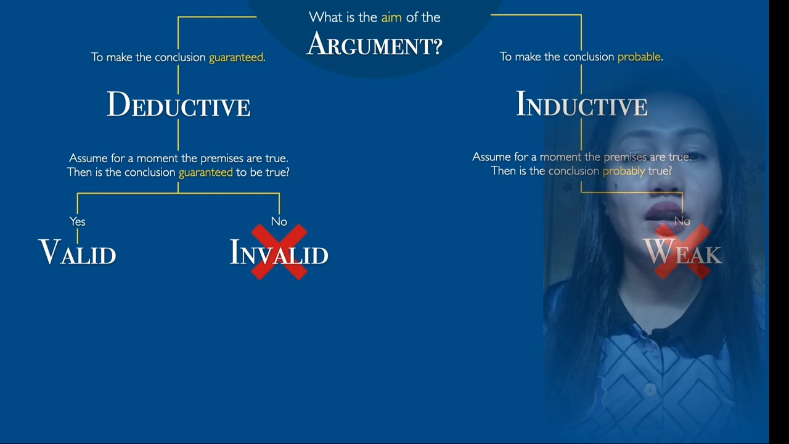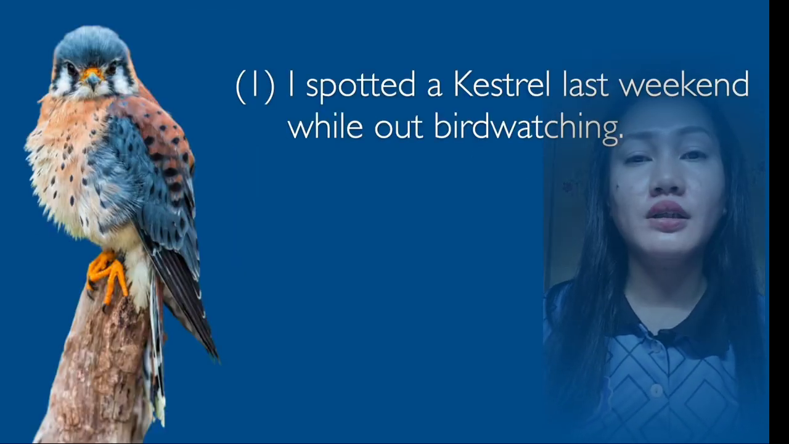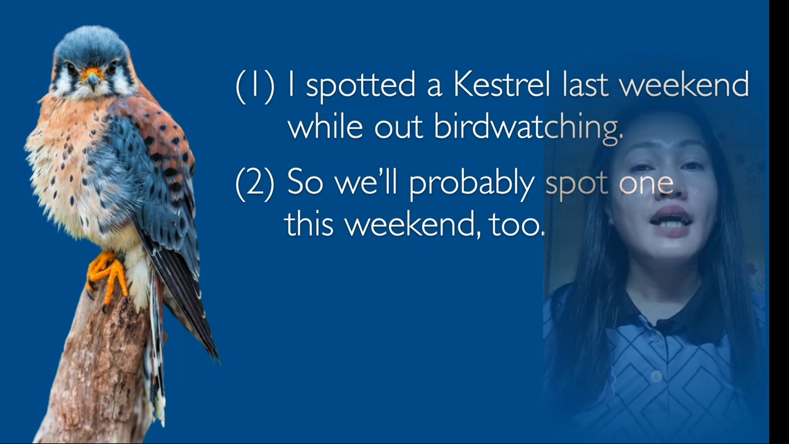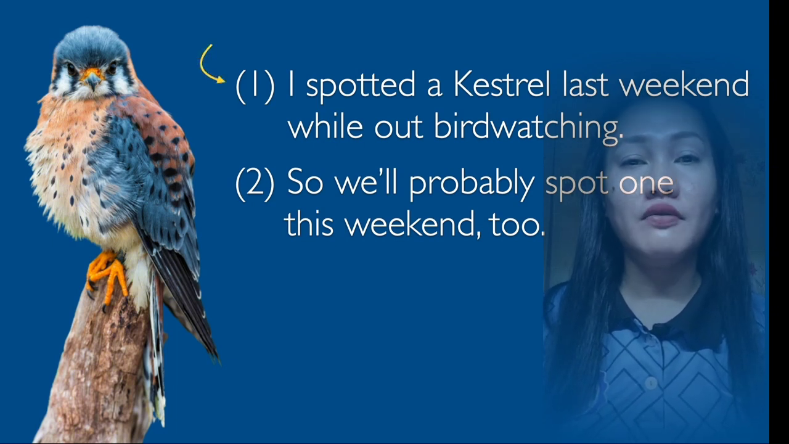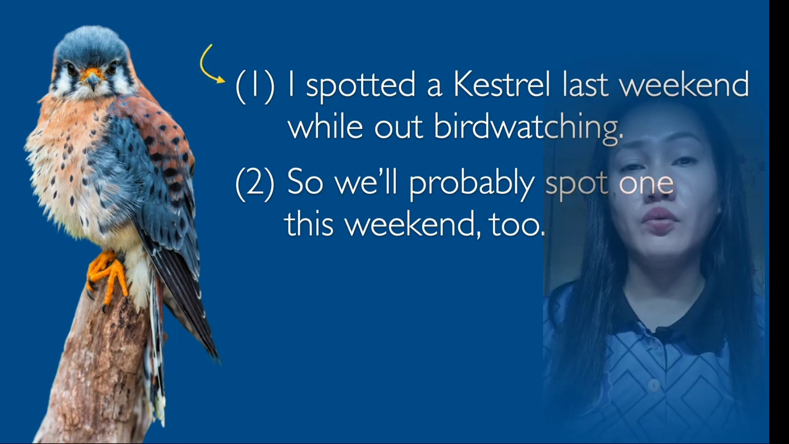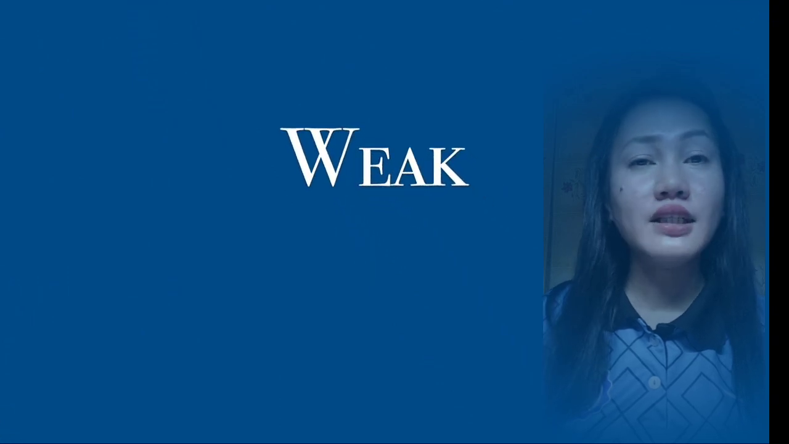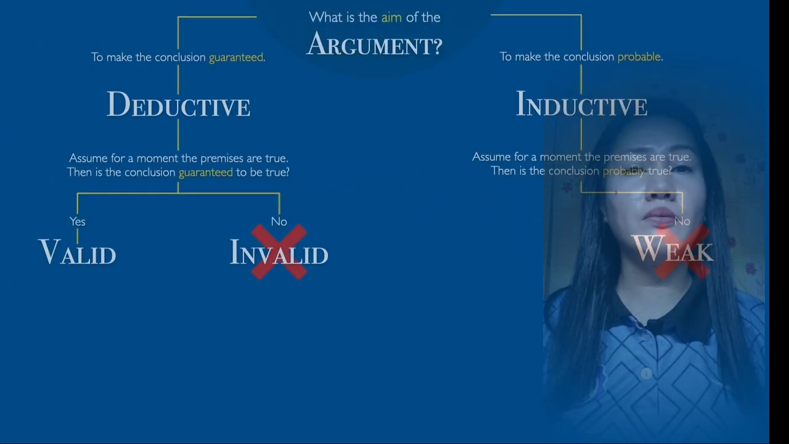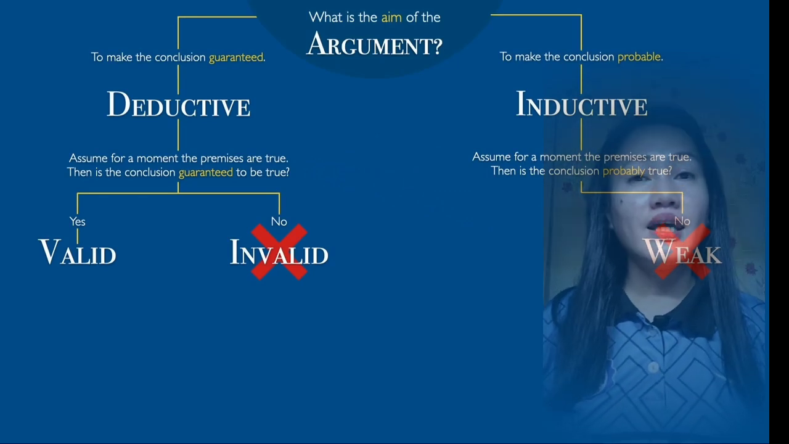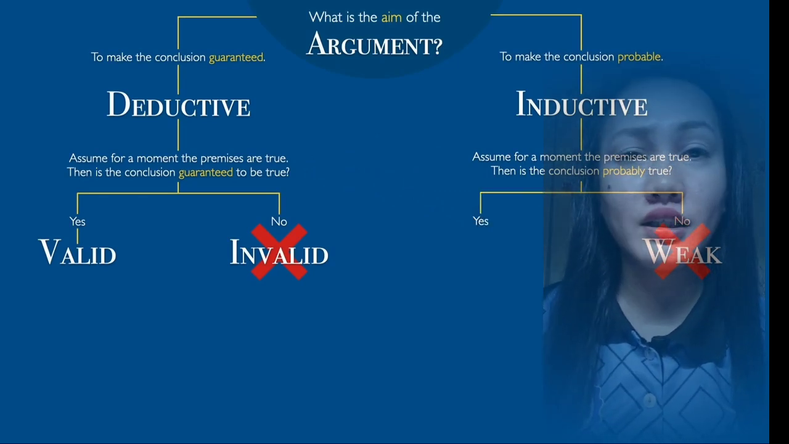For example, I spotted a kestrel last weekend while out bird watching, so we'll probably spot one this weekend too. This premise all by itself just doesn't provide enough information to make it likely we'll see a kestrel. It's a weak argument. It's failed at its aim of making the conclusion probable.